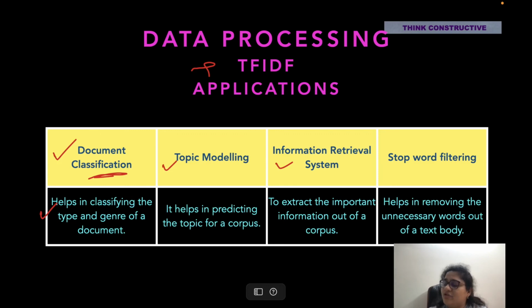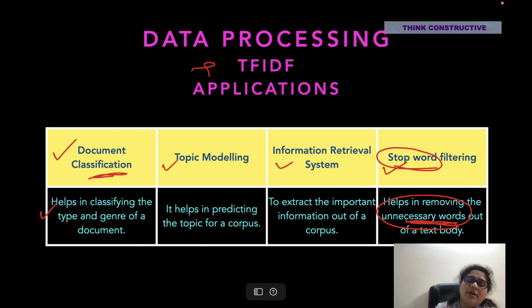All right. And then stop word filtering. I kept on talking about this, right? It helps in removing the unnecessary words out of a text body. That means unnecessary words are called stop words. So it helps in removing them out and lets the machine focus on the important information, which will help in processing the language and understanding the meaning of the corpus by the system. Okay, so these are the important application areas.